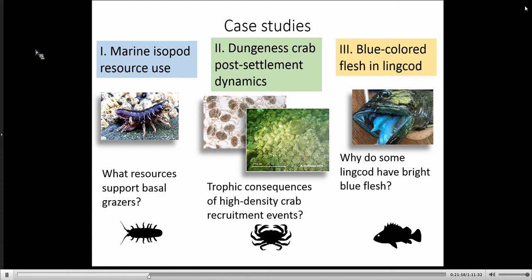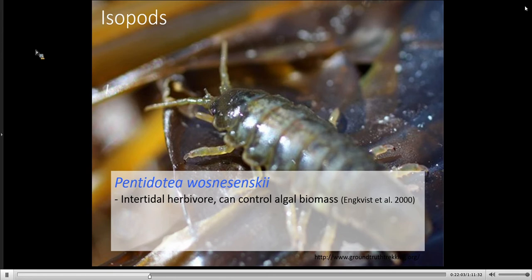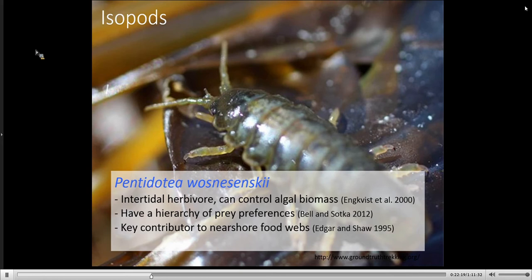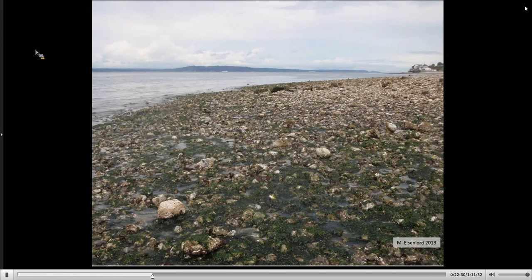So I've been working for a while now with isopods. Pentidotea is the new genus for this. It's an intertidal herbivore, and it can be important because it can mow down the algae that's out there if it's left unchecked. They're known to have a hierarchy of prey preferences, and organisms like to eat isopods. And one of the neat things about isopods is that they're brooders, so they keep their babies on board. The mommy has the little babies underneath them, and so we can harvest those babies and do experiments on them.